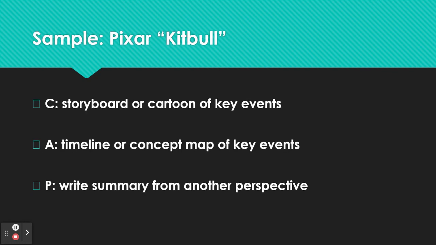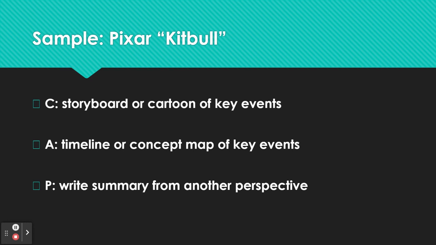So from some examples, this would be tied to a Pixar short called Kit Bull. And so for the creative option, students could create a storyboard or a cartoon of key events. For the next option, students could create a timeline or a concept map of key events. And then for the practical application, students could write a summary from another perspective. So all three of these, students were expressing themselves in the target language to some degree or another, based upon the video that we viewed, in this case, Kit Bull, and then maybe playing to their more personal strengths or what they prefer to do.